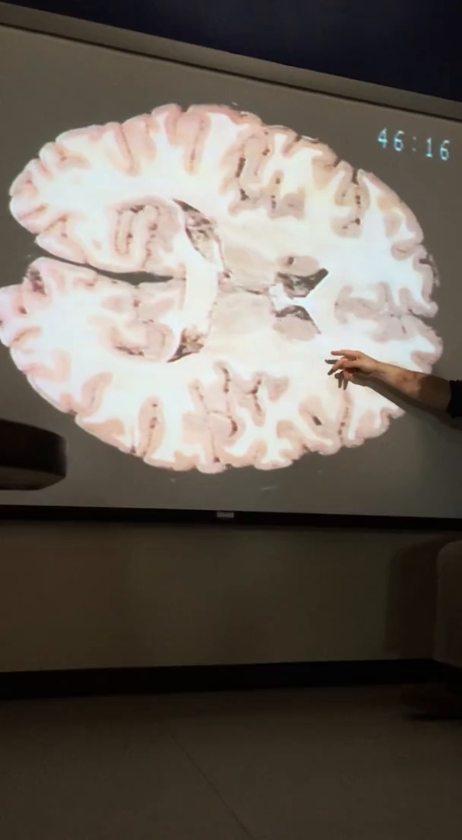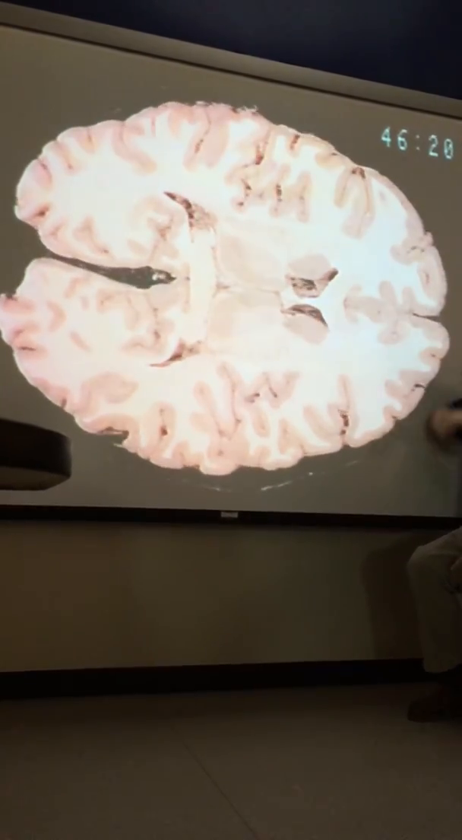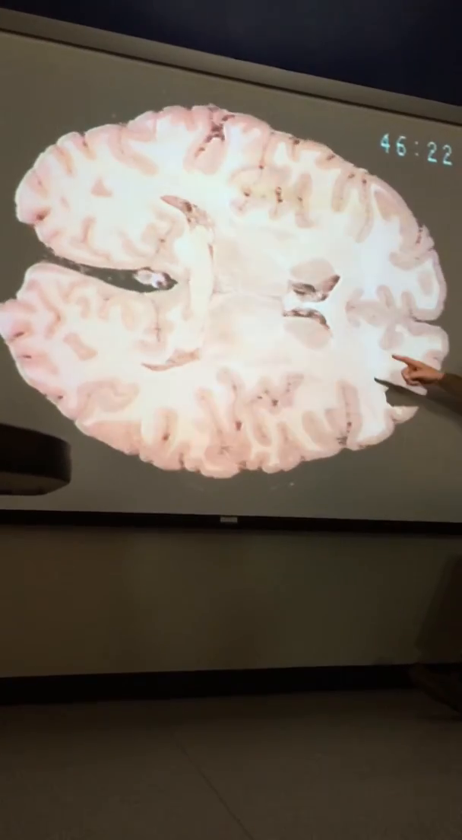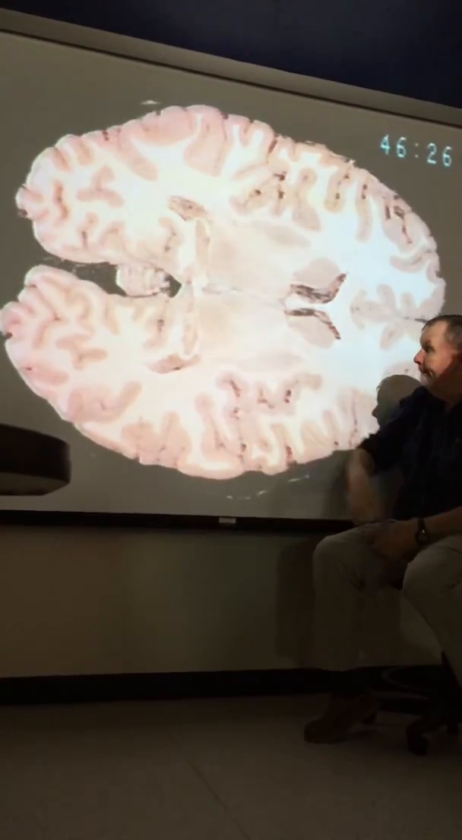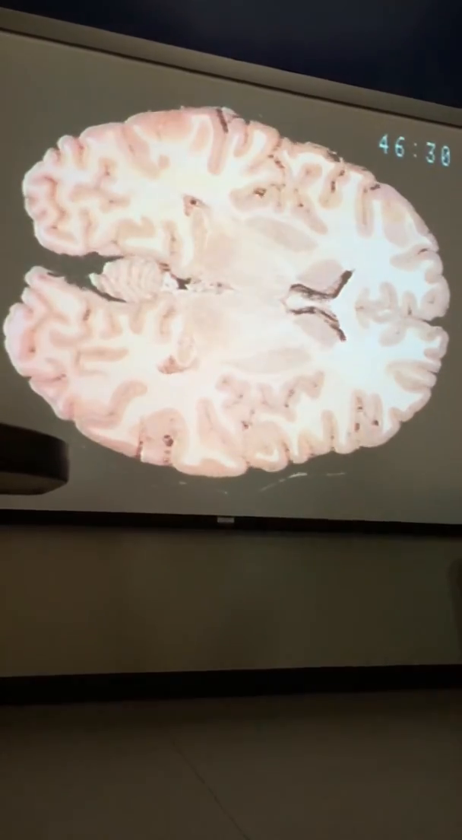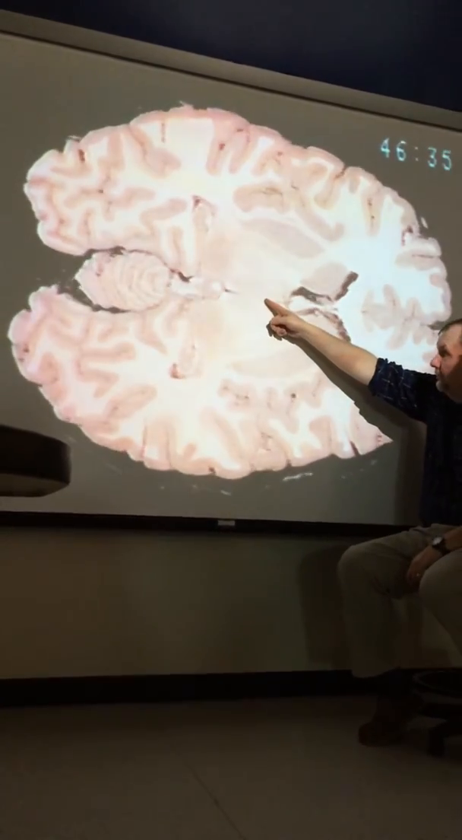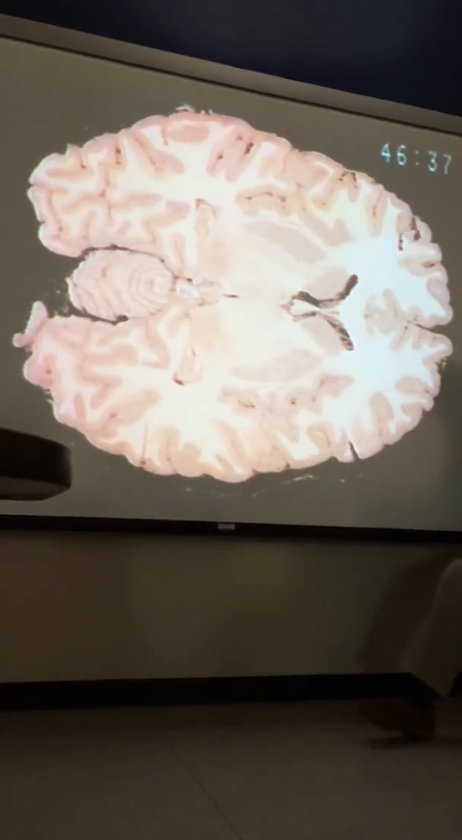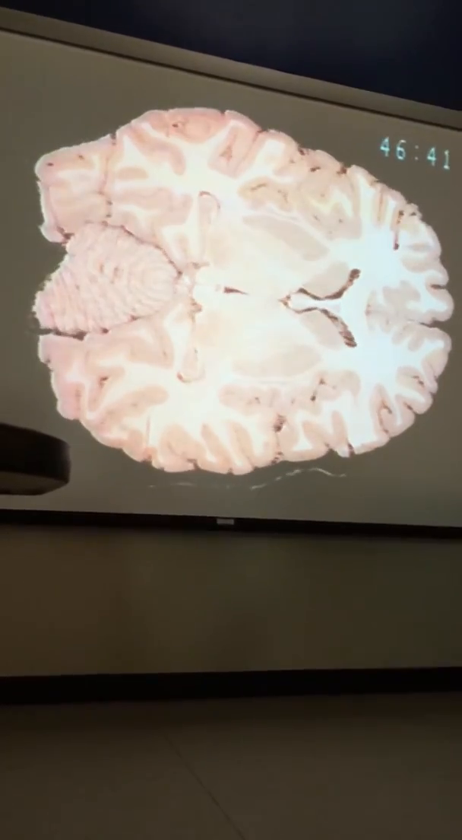These are basal ganglia. That's the putamen, caudate nucleus, and right up there is globus pallidus. Substantia nigra is further back here. And the connection between the hemispheres is the corpus callosum, which is right there. You can see the cerebellum starting to appear back there.